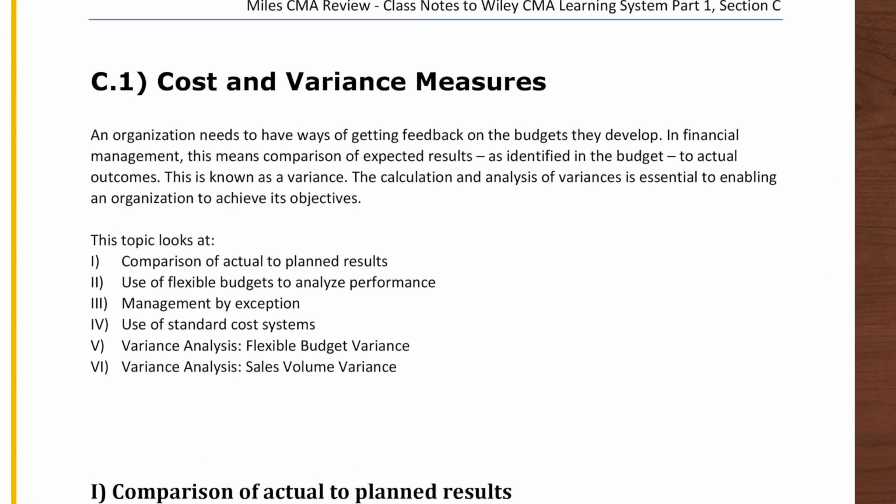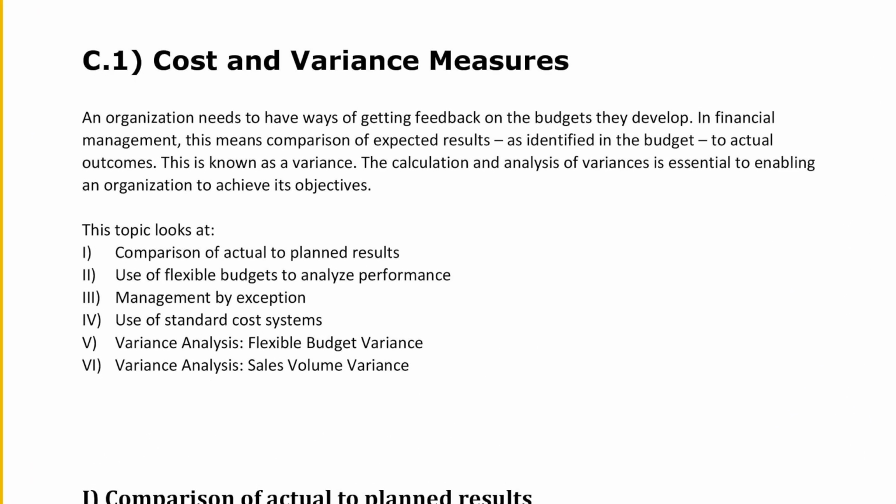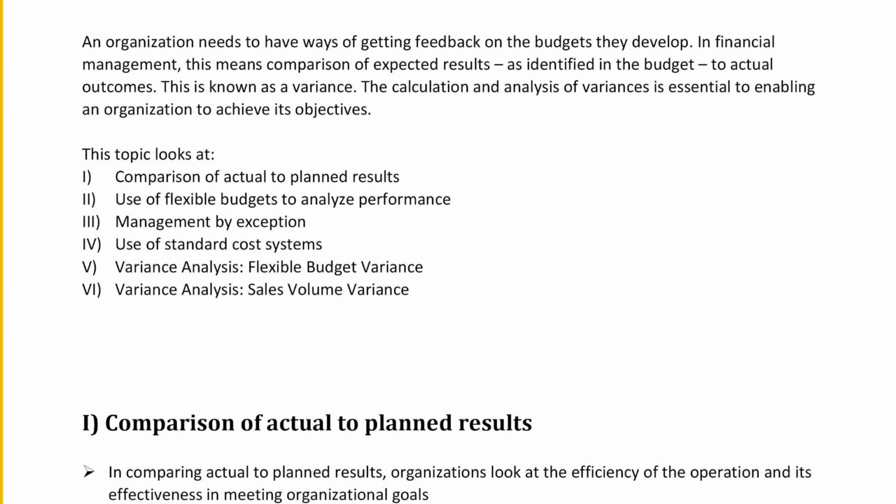So we have here that an organization needs to have ways of getting feedback on the budgets they develop. In financial management, this means comparison of expected results as identified in the budget to actual outcomes, and this is known as a variance. The calculation and analysis of variances is essential to enabling an organization to achieve its objectives.